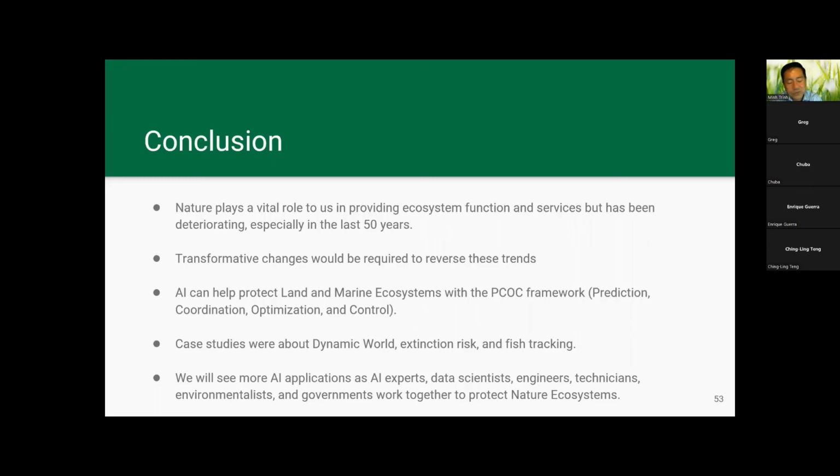So I showed three case studies: Dynamic World, extinction risk, and fish tracking. As you know, people are getting more familiar with AI and machine learning, and you get more data. Dynamic World came out only a few months ago, so you have a lot of data available. Sonar data is pretty new. But then you have a lot more data available, and you can use AI tools to make sense of that.